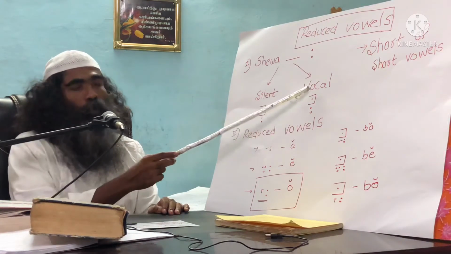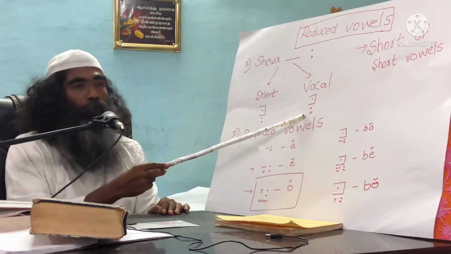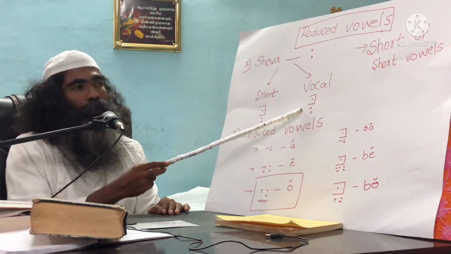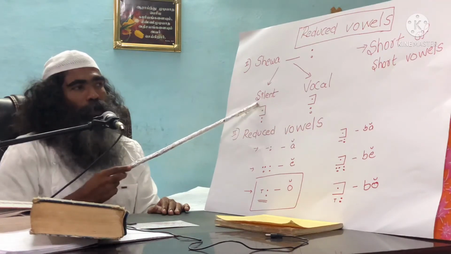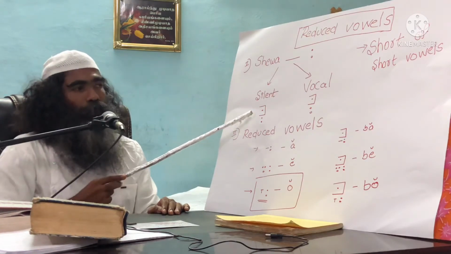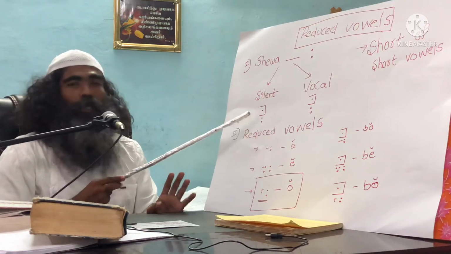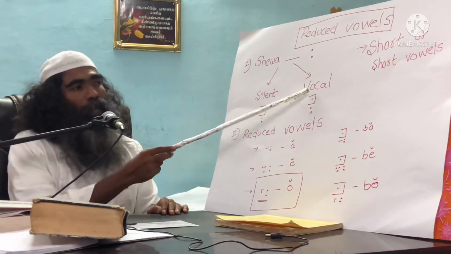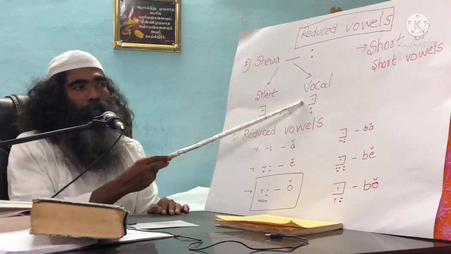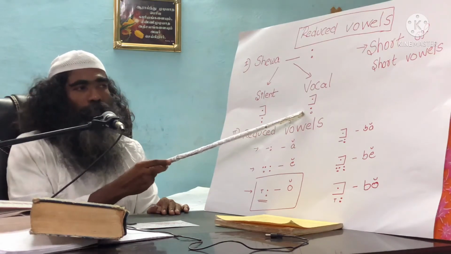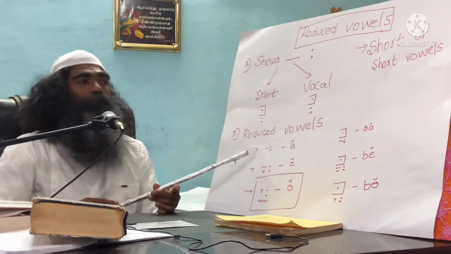If the sheva is vocal, vocal means this sheva or the two dots are pronounced. Here it is pronounced as be. A silent sheva is not pronounced. B followed by a silent sheva is pronounced as B. A vocal sheva is vocalized. B followed by a vocal sheva is pronounced as be.